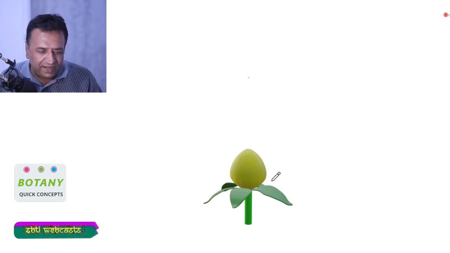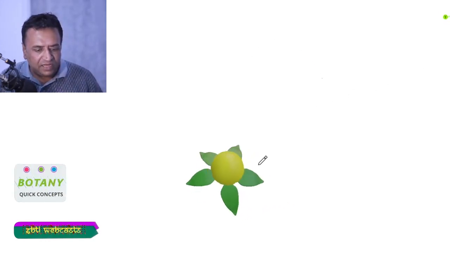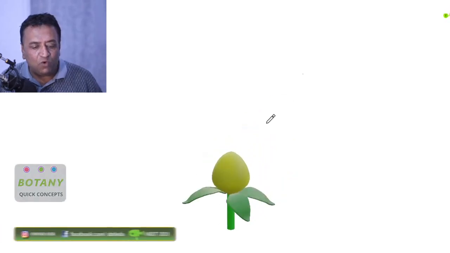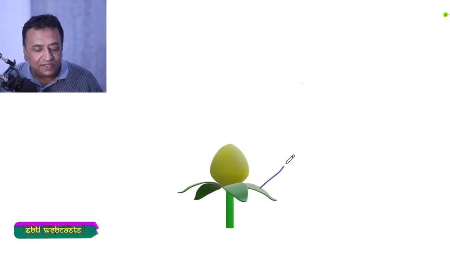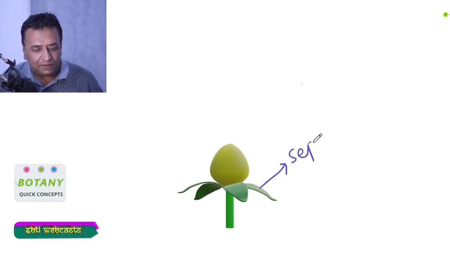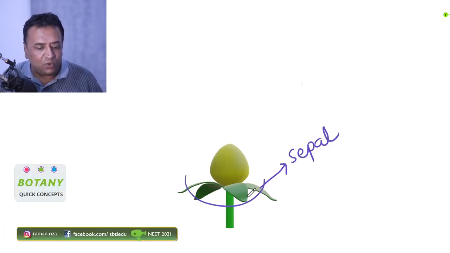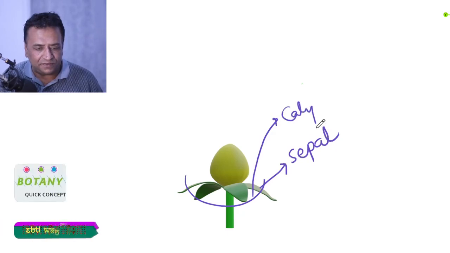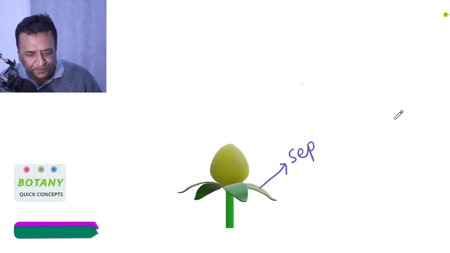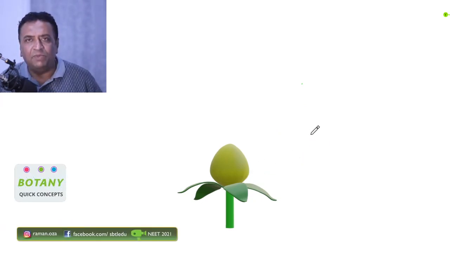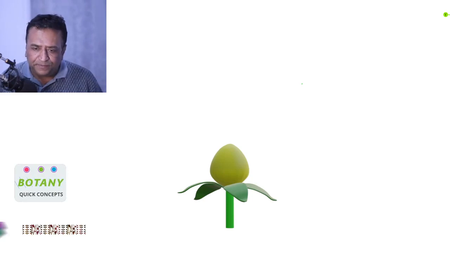And now the very first floral whorl that is inserted there is calyx. Calyx is the outermost floral whorl. Its individual member is known as sepal, and this entire structure is known as calyx. Fine. So the first part of the flower is calyx.